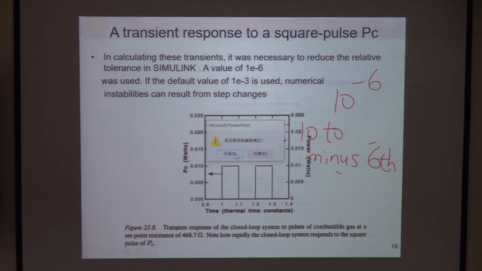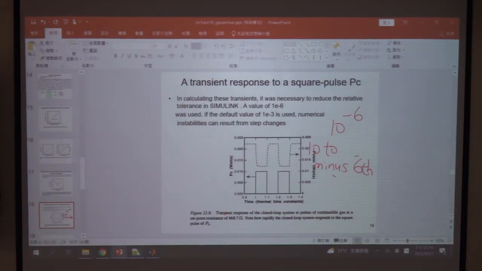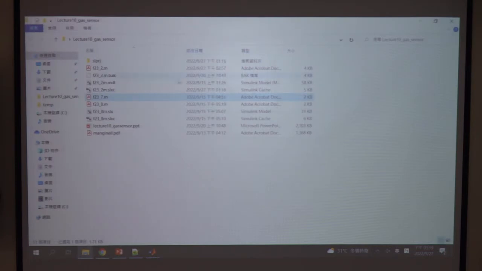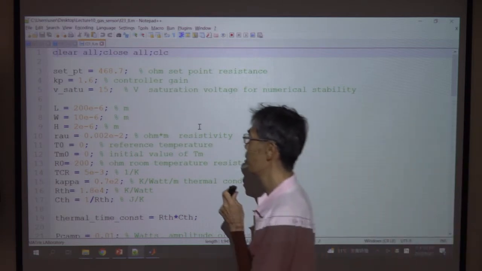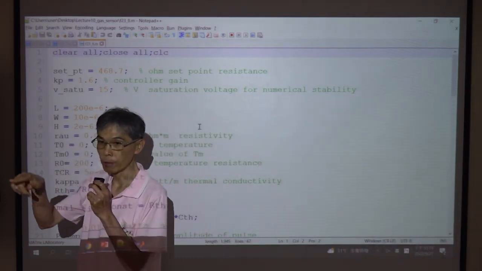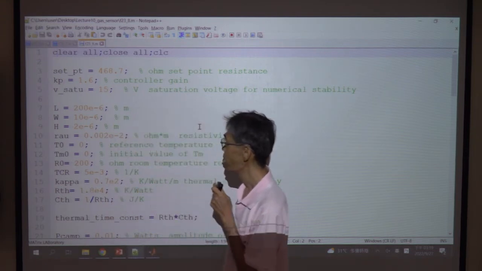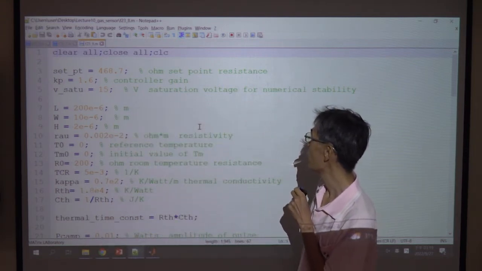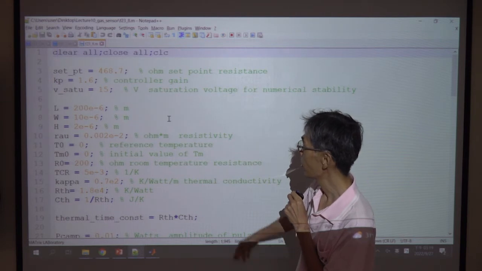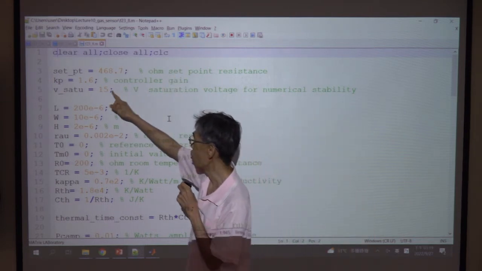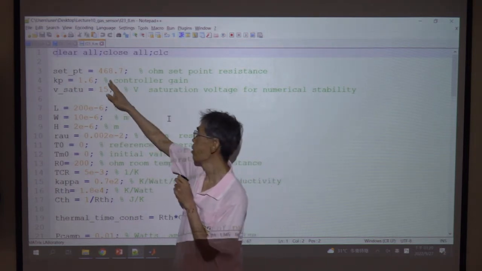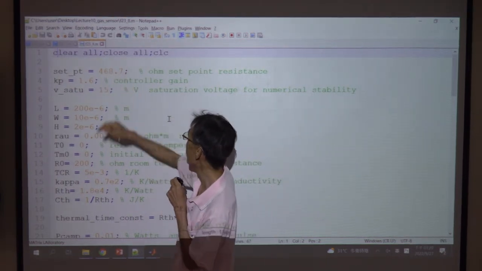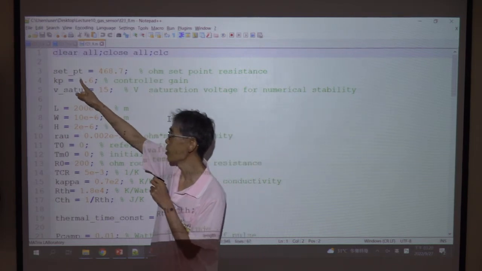23_8. The file directory. 23.8, yeah, _8. Okay, now we have a square power input. Then we want to keep our TM at 468.8 ohm. So this is the set point.